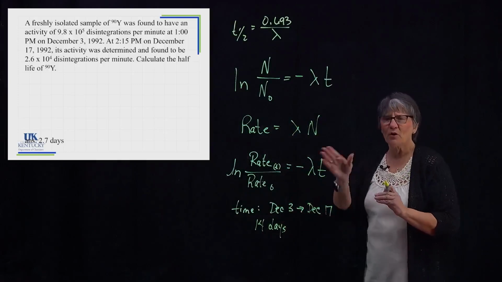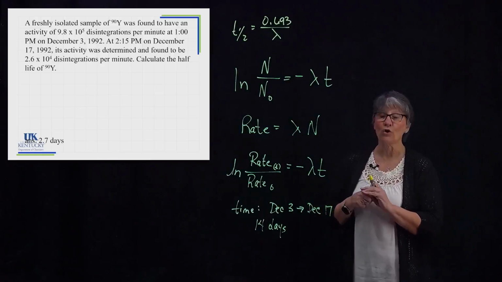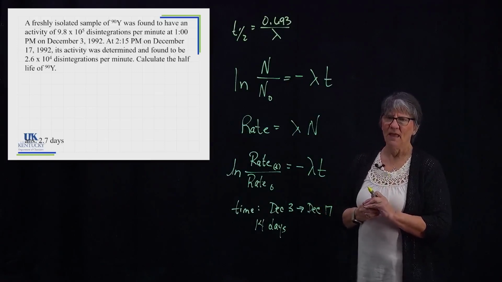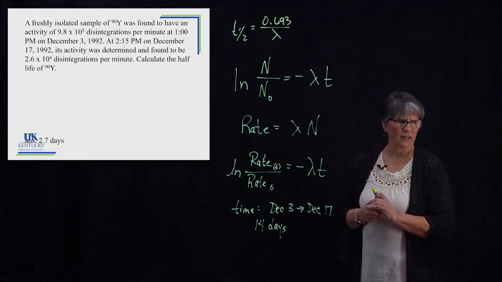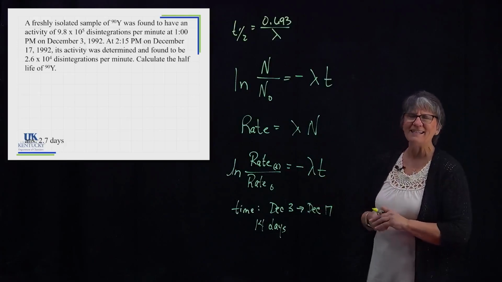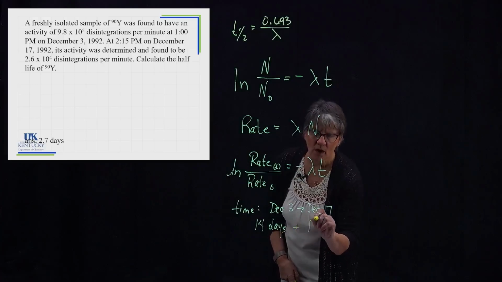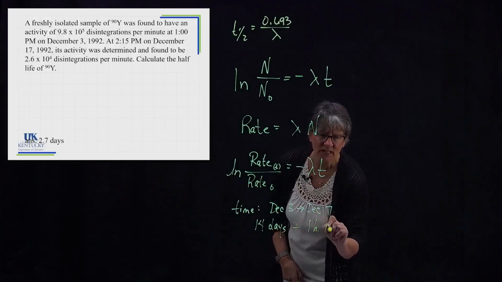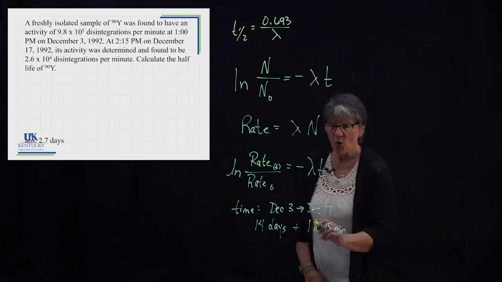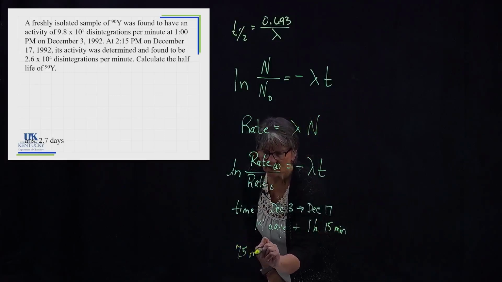But I'm going to go ahead and see how much additional I have, because if you notice there on December 3rd, it says it started at 2:15. No, it didn't. It started at 1 o'clock in the afternoon, and it went to 2:15 on that other day. So that is an additional, besides the 14 days, an additional 1 hour and 15 minutes. Okay, now how can I turn that into days? Well, 1 hour and 15 minutes is 75 minutes.